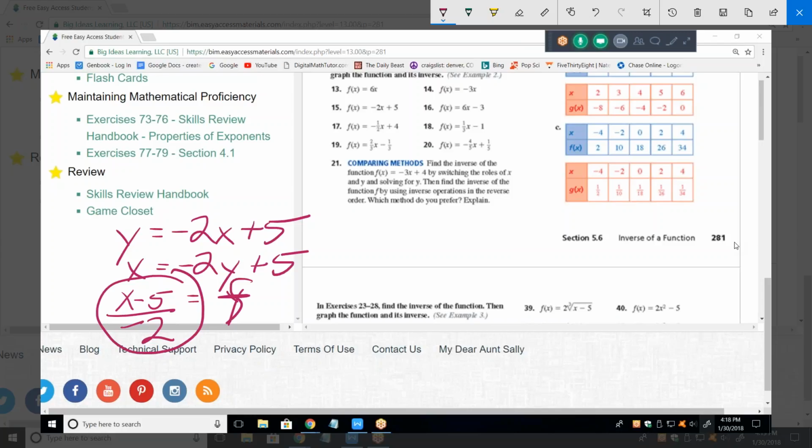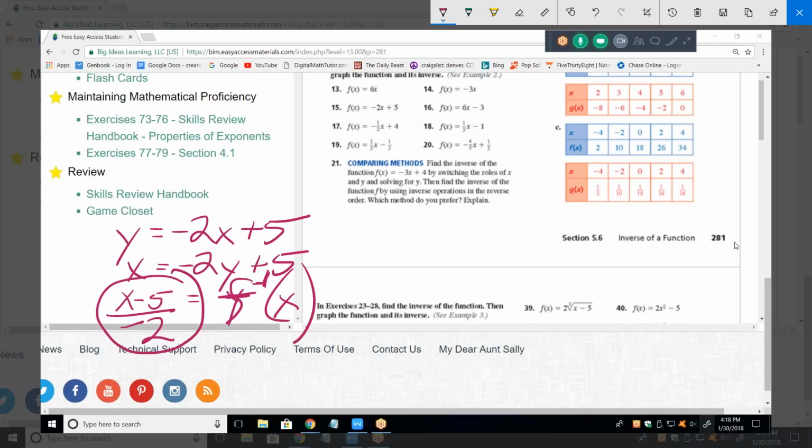And now I call it the inverse. I don't leave it as y because that's misleading, because it makes it look like that y is the same as that y, and they're not the same, obviously.